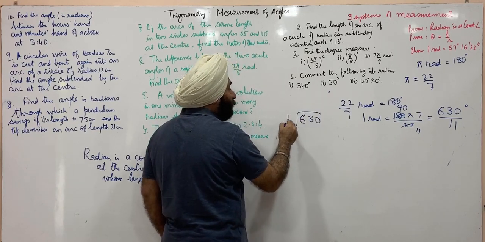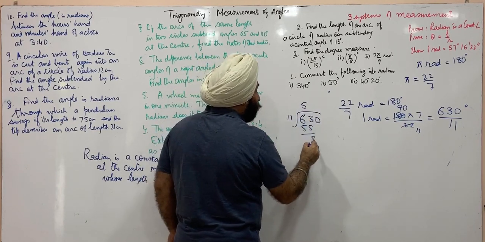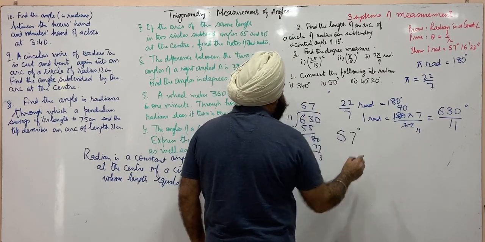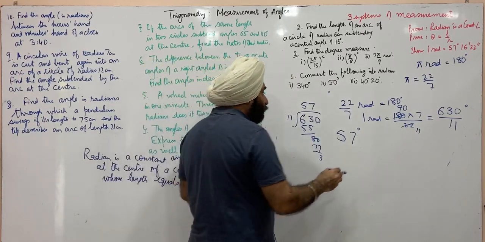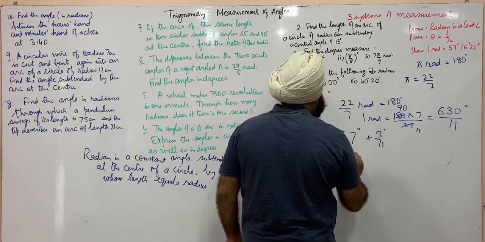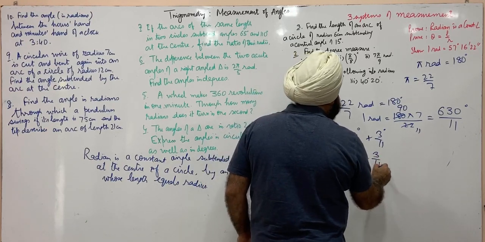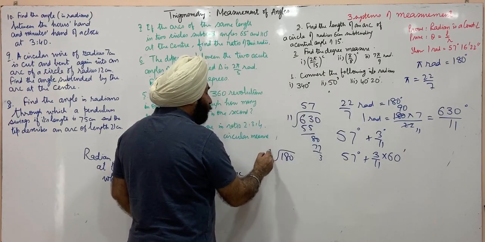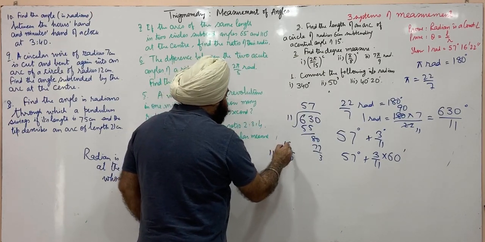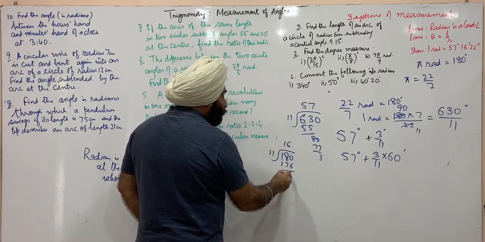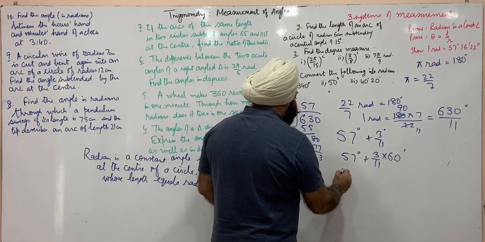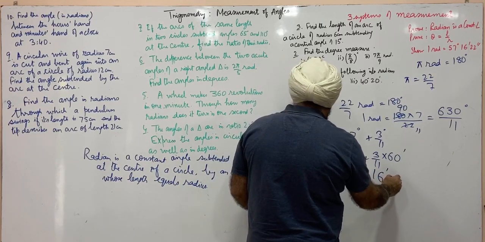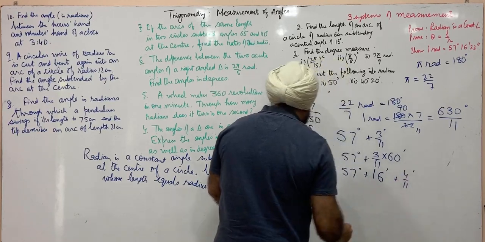Dividing 630 by 11, this is 57 with remainder 3. So we have 57 degrees plus 3 by 11 degrees. That's 57 degrees plus 3 by 11 into 60 minutes. 180 divided by 11: 11 sixteens are 176, remainder 4. So this is 57 degrees plus 16 minutes, plus 4 by 11 minutes.